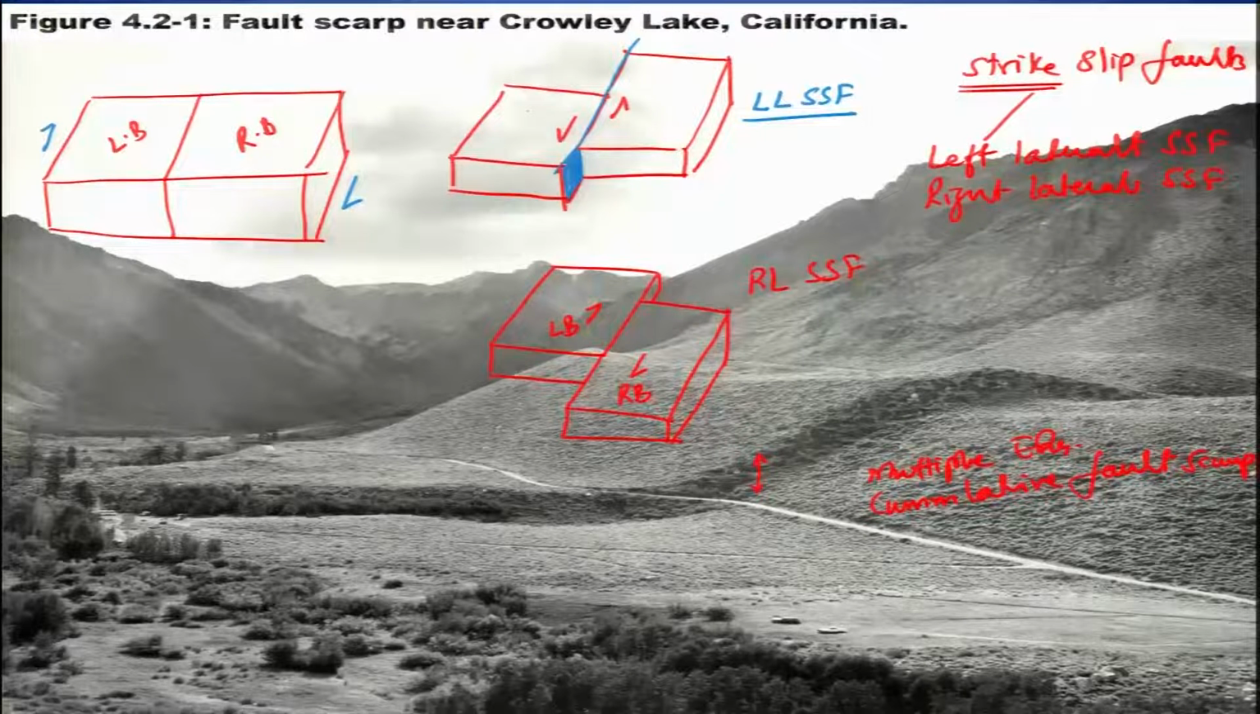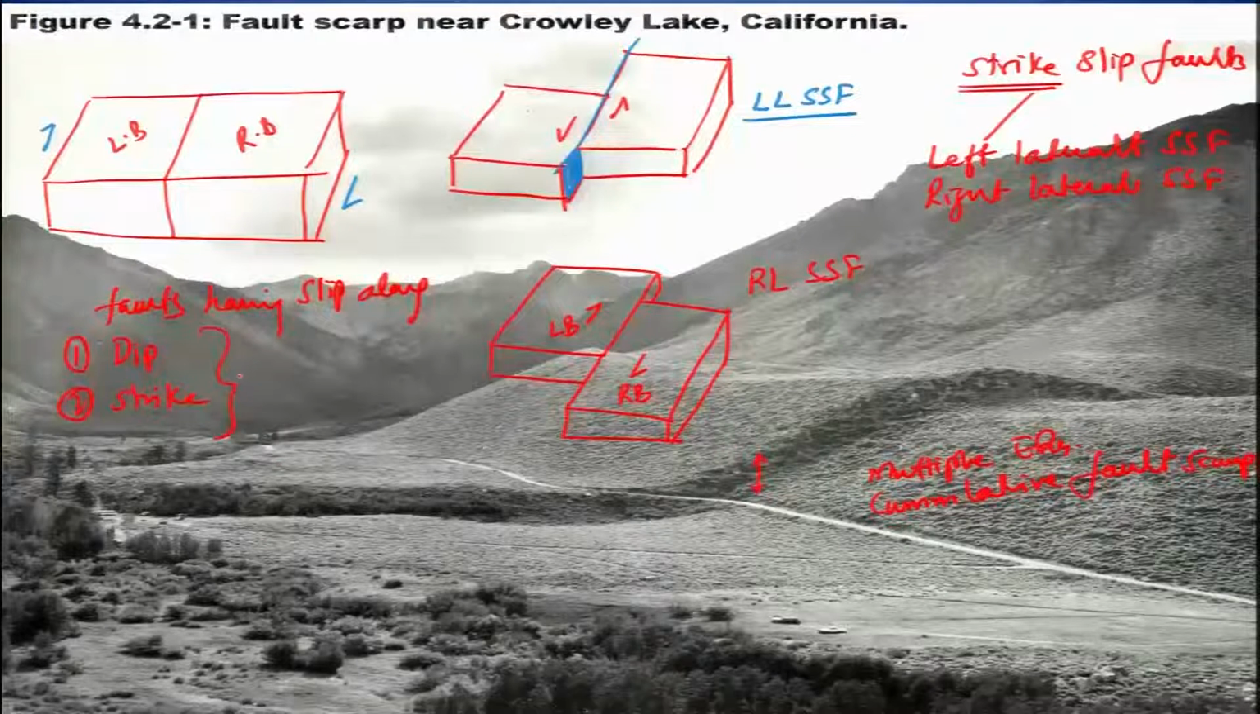In short, what we have discussed now is that one is the faults having slip along the dip, and another is along the strike. Now, we can have a combination of these two, and if the movement takes place along the strike as well as along the dip, then we say that is an oblique slip fault.